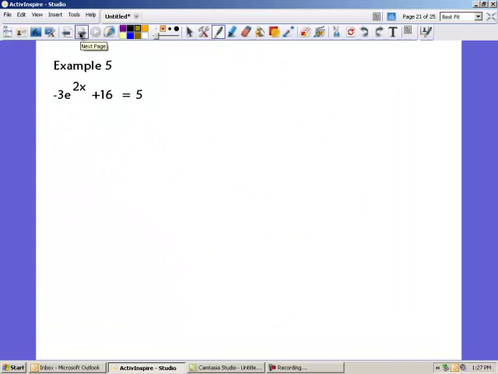Here's another one. Example 5, we have e, which is Euler's number. And we're going to get everything away from the e as much as we can. So first we're going to subtract 16. And then I want to divide by -3. And as you can tell, that 11 over 3 is going to be a decimal. I'm just going to leave it as a positive because there's 2 negatives here.